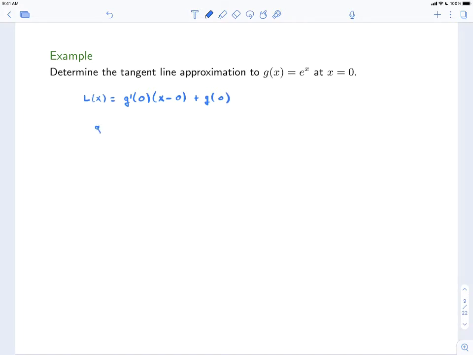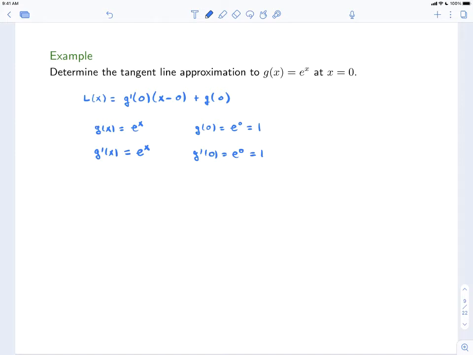So we know what g at x is. It's e to the x. And g prime of x, of course, is also e to the x. The derivative of e to the x is just e to the x. We need to evaluate both of these at x equals 0. So g at 0 is e to the 0, which is 1. And g prime at 0 is e to the 0, which is equal to 1. Because, of course, g is its own derivative. So if you evaluate both of them at 0, you're going to get the same thing.